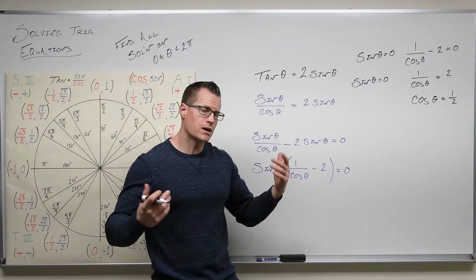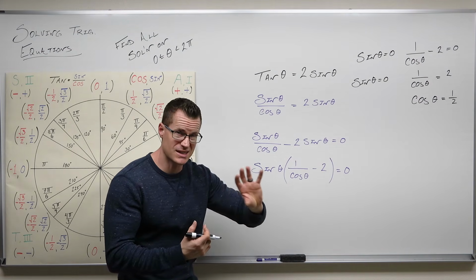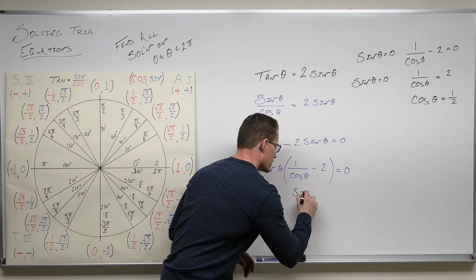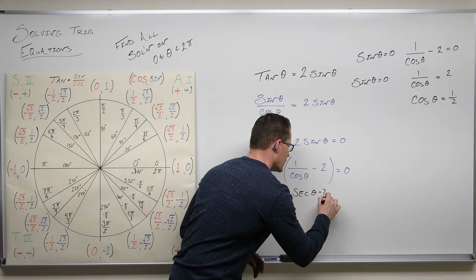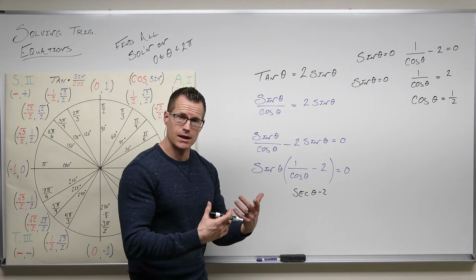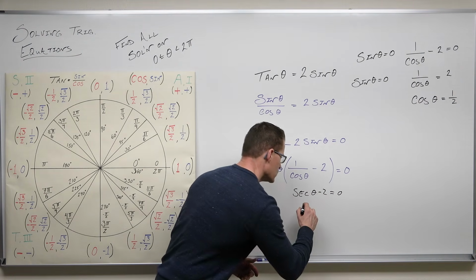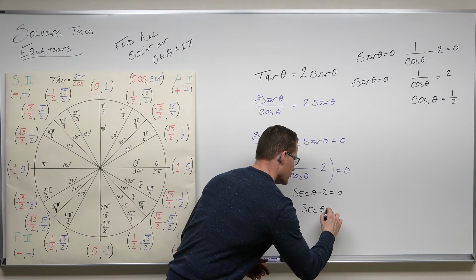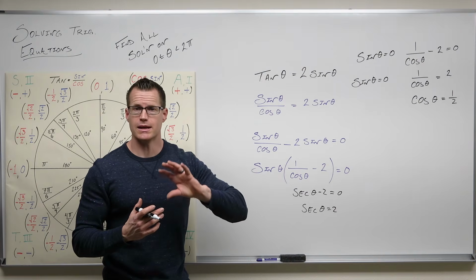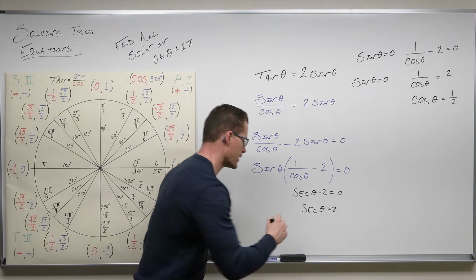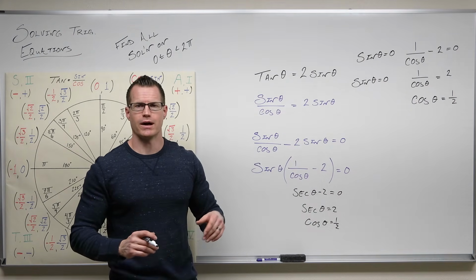Now, what if you had done it a different way? What if right here you said this is secant theta? Remember, 1 over cosine theta is secant theta. That's an identity for us. What if you'd done that? Well, then you would get secant theta minus 2 equals 0 by the zero product property. Then you would add 2. And then you'd say, oh, secant theta equals 2, so cosine theta equals 1 over 2, the reciprocal of that. And that's exactly where we find ourselves.